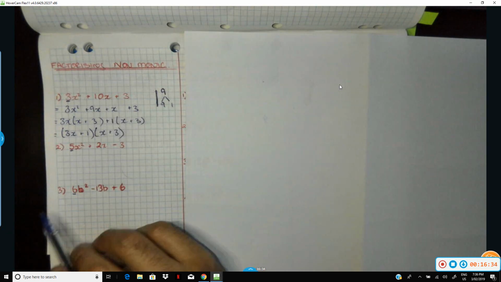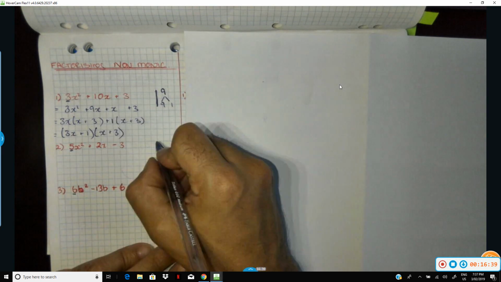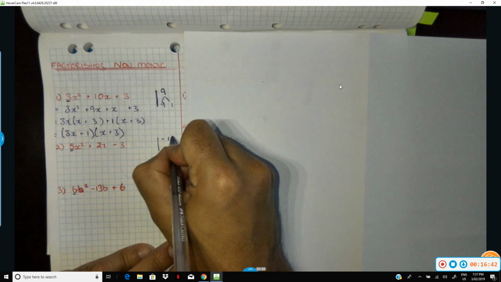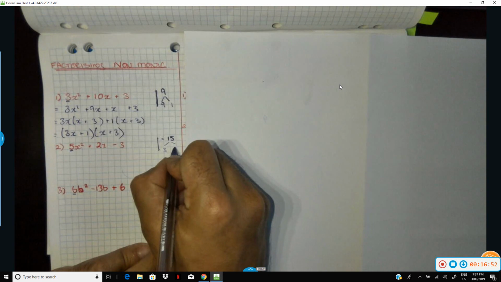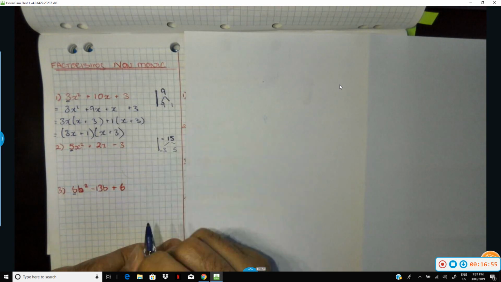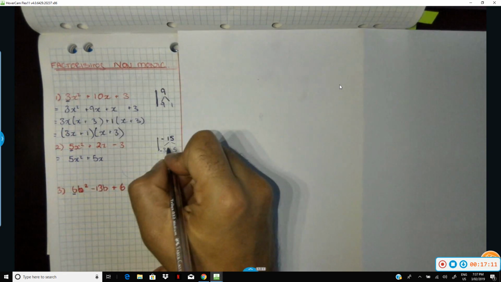Okay, second example. 5 times negative 3, well that's negative 15. And we want to get a positive 2. So the factors of 15, obviously 1 and 15, which wouldn't work, and then 3 and 5. So if I start at positive 5 but minus 3, I get positive 2. So we've got, keep the first, 5x squared. Let's write in our factors.